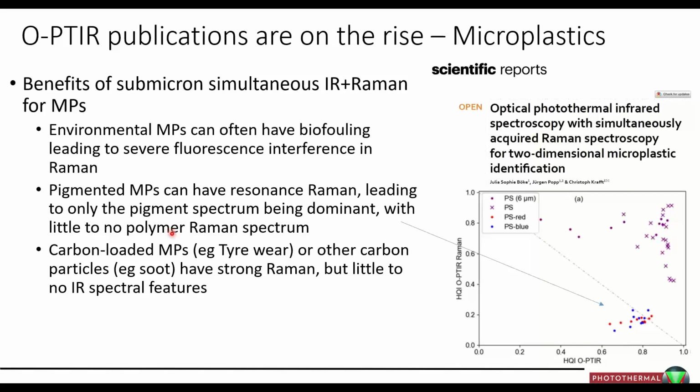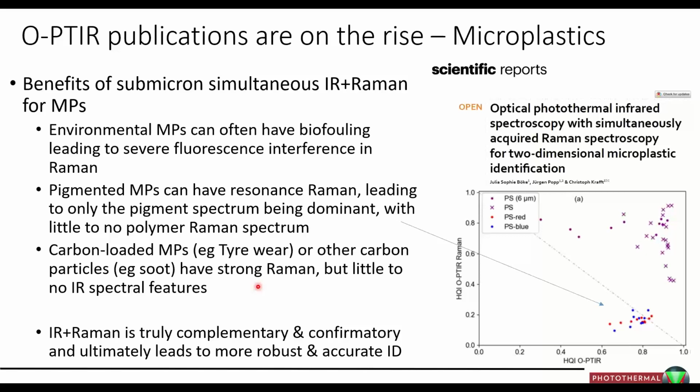But if you flip that around, if you have carbon-loaded microplastics, for example, tire wear, so road runoff, or even just pure carbon particle soot, they have really strong and characteristic Raman signals, but the infrared has very little characteristic features that you can pull out from that. So that again comes back to the complementarity of infrared and Raman, and why the two working together in unison, in synergy, offers so much value.